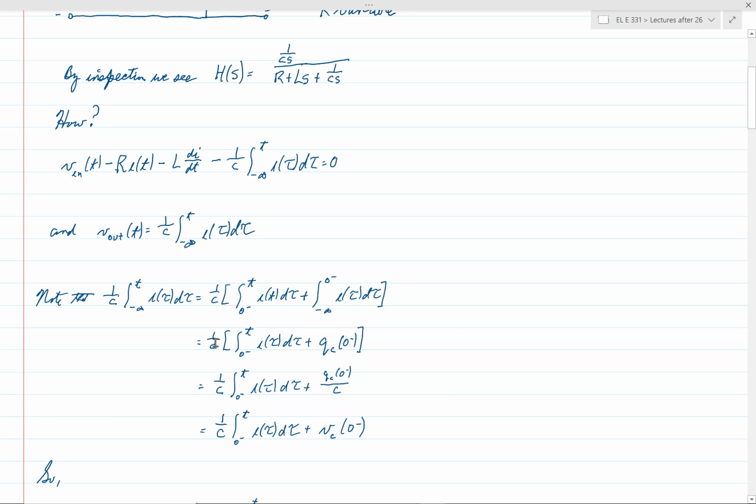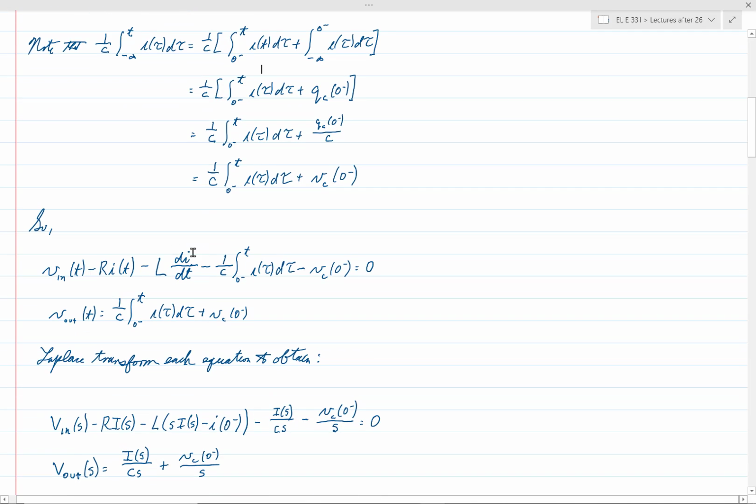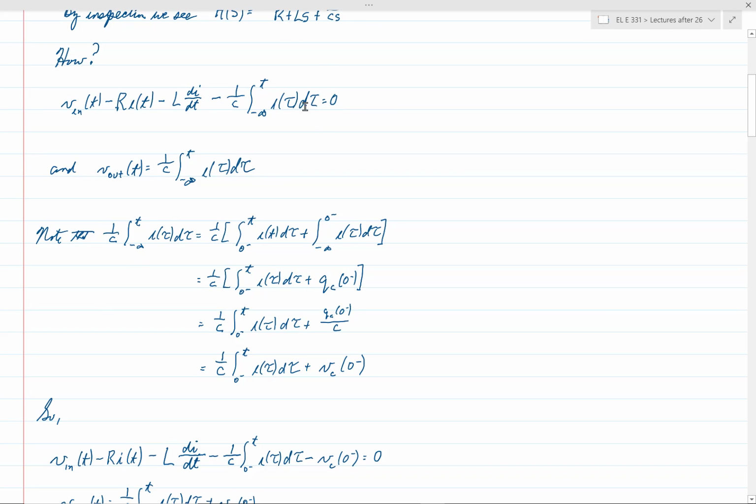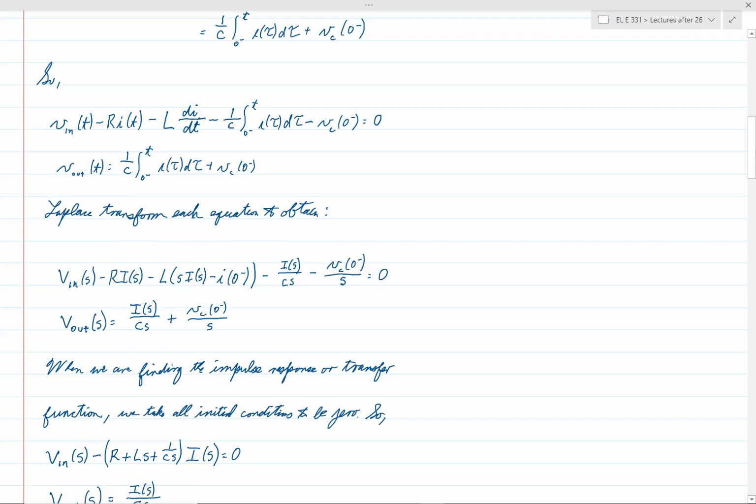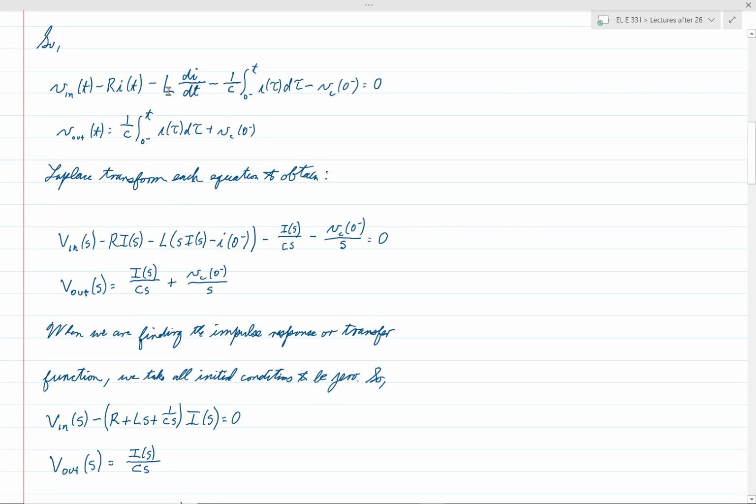Okay, then let's go ahead and multiply this 1 over C times everything in the brackets, and you can see that the second term will be qC of 0 minus over C, which is the same thing as simply vC of 0 minus. And then this term is like this. So when we substitute that into both of these equations right up here, then they will become these two equations right here.